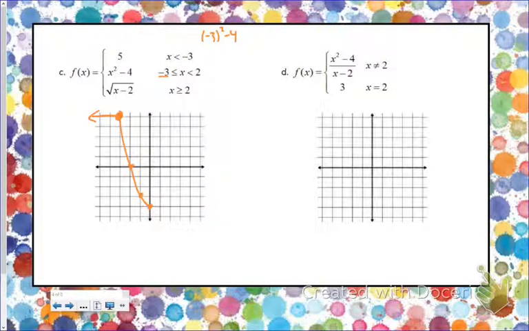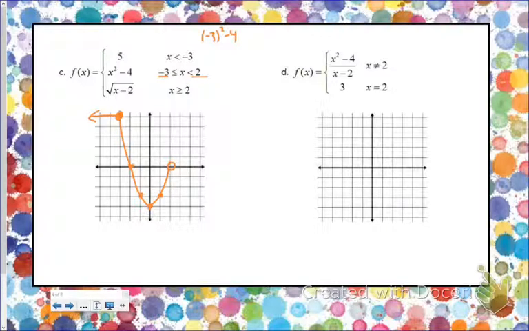So I'm going to go ahead and connect those. If I plug in 1, 1 squared minus 4. And then if I plug in 2, 2 squared minus 4. And that is going to be an open circle. So again, at 2, that's where it stops. That's where my open circle is.